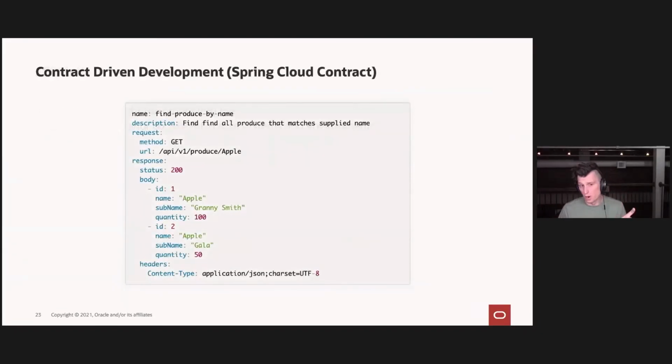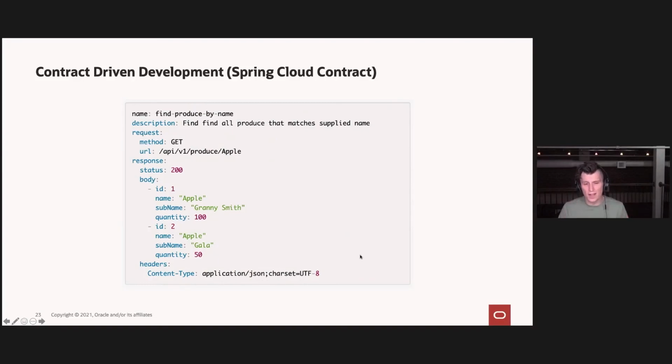The last one we're going to talk on is contract-driven development, specifically using Spring Cloud. What Spring Cloud allows you to do is define these contracts, which can then test your application. In this case, a RESTful API, like I'm going to call API v1 produce with a GET. And if I call that URL, I'm going to expect to get back a 200 response and this kind of response back, and it's going to be JSON and UTF-8.